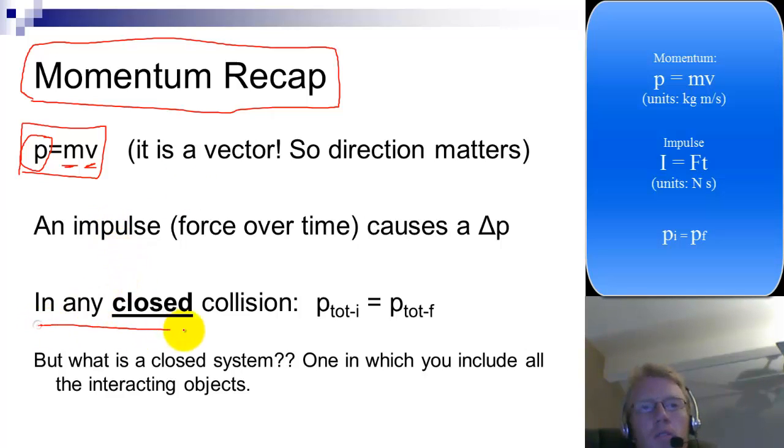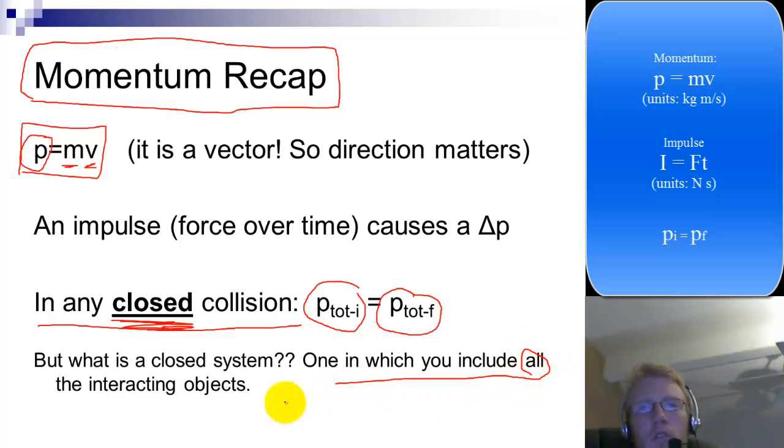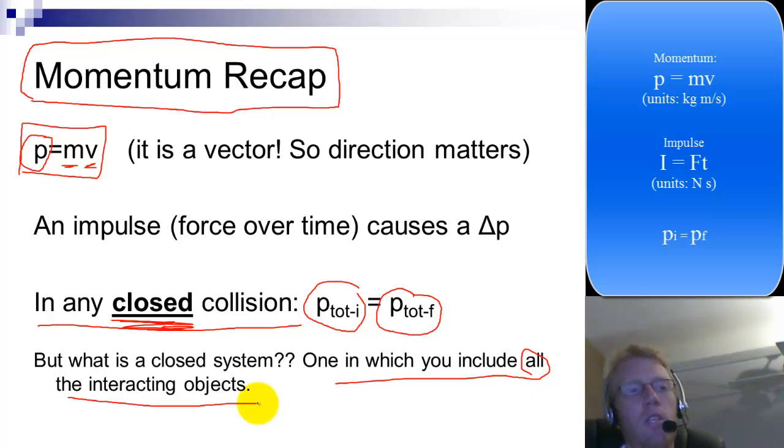So in any closed collision, we compare the initial momentum to the final momentum. In order to be a closed collision, you need to consider both, or all, if there's more than two, of the objects that are interacting. Let me give a small example. Suppose I have a baseball bat and a baseball.